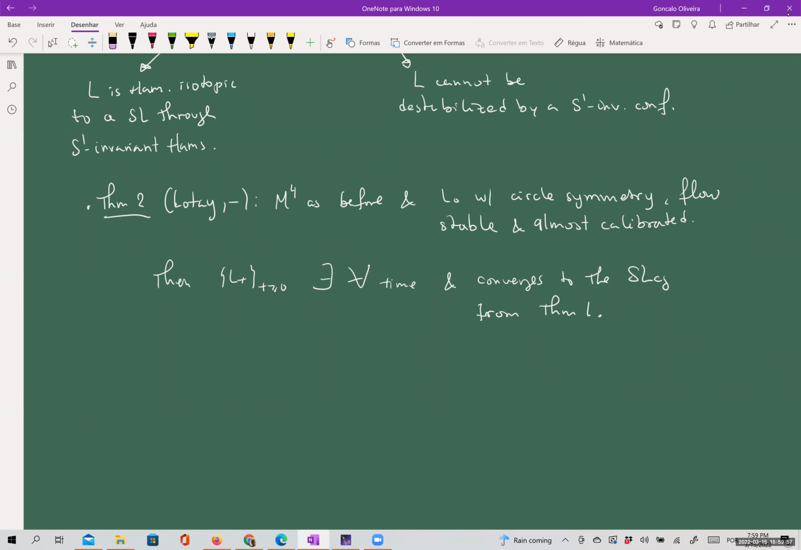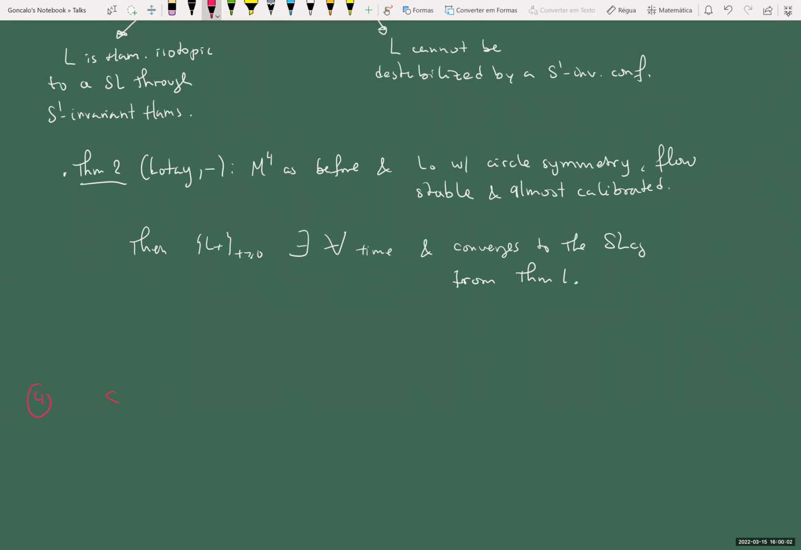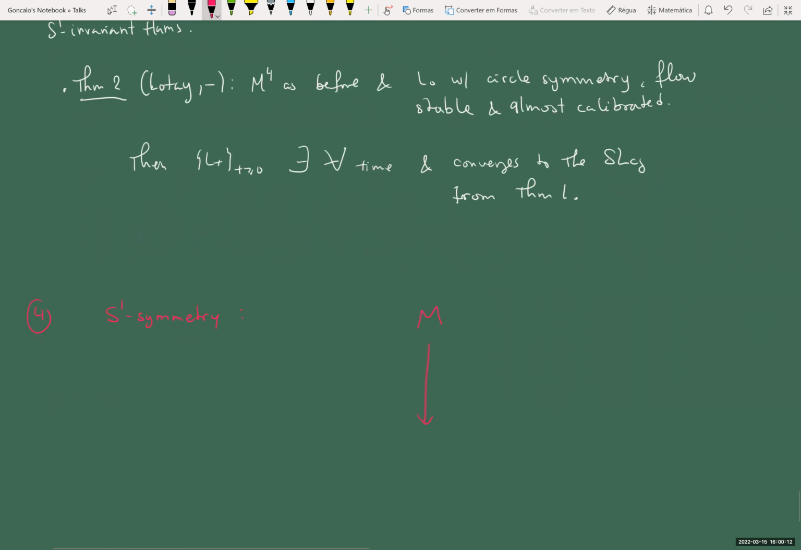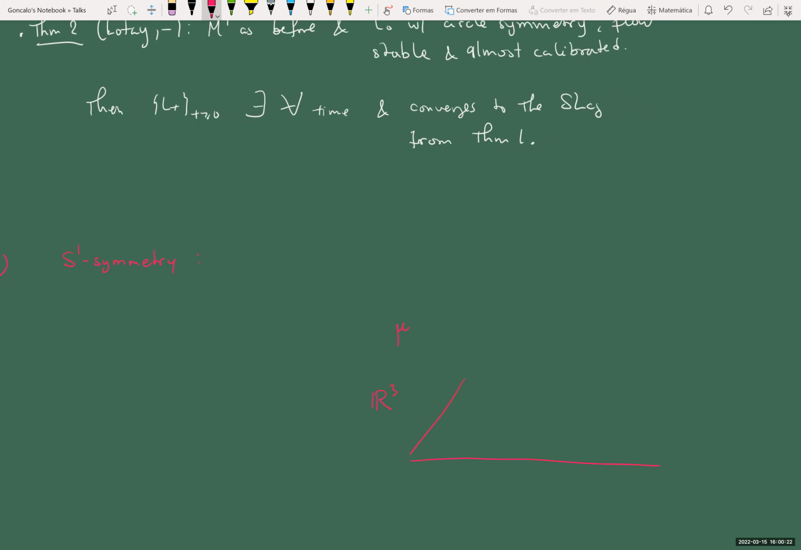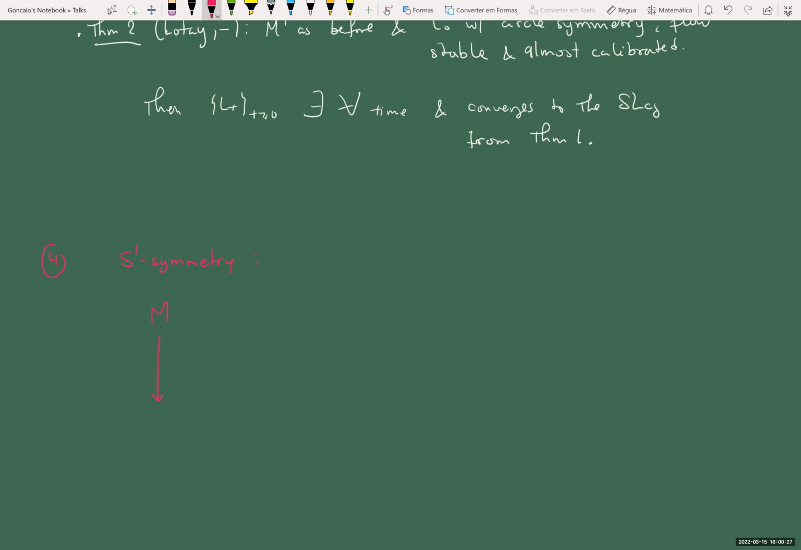Okay, so how do you go about proving this? Let me call that 4. The first thing is that the circle symmetry tells you that you have a map from M to the quotient, which is R3 in this case. I call this mu. Maybe I'll draw this here. You have M to R3. This is mu. I'll draw R3 like that.